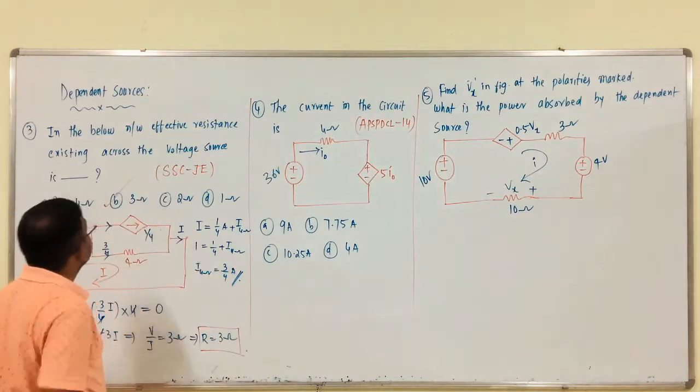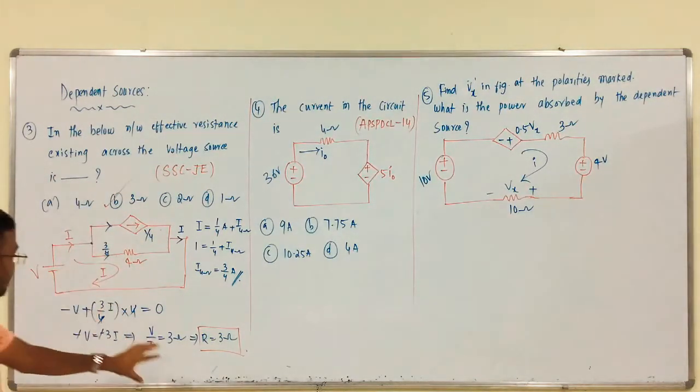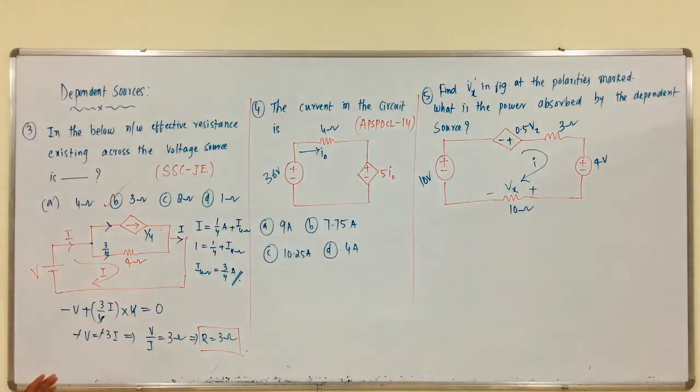This is the voltage. The effective resistance existing across the voltage source is nothing but 3 ohms. So, like this we have to solve.